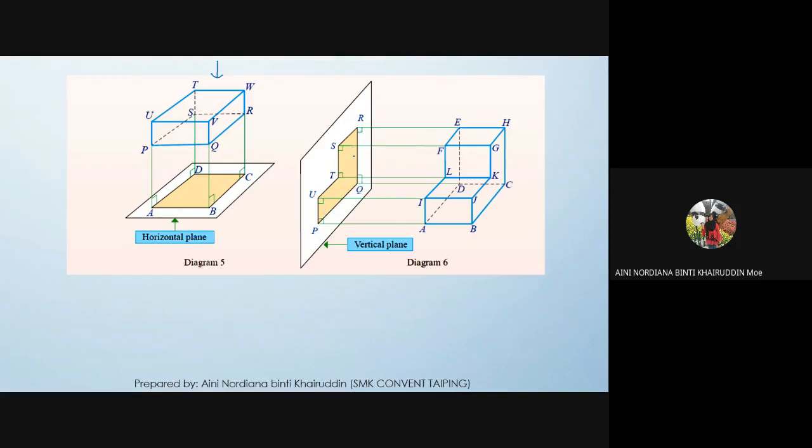Ni lebih kurang macam orthogonal projection ni lebih kurang macam bayang-bayang lah. You letak light kat sini, you akan nampak bayang-bayang ni. You letak light dekat atas, you akan nampak bayang-bayang ni. This bayang-bayang is orthogonal projection for this object.